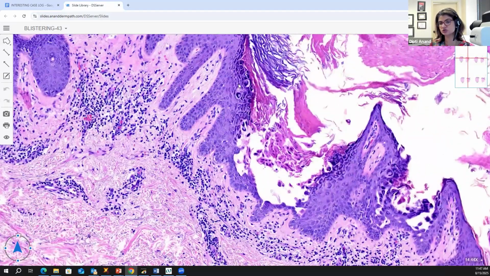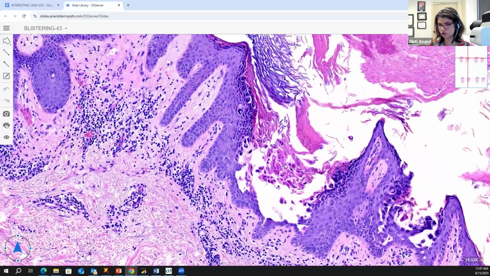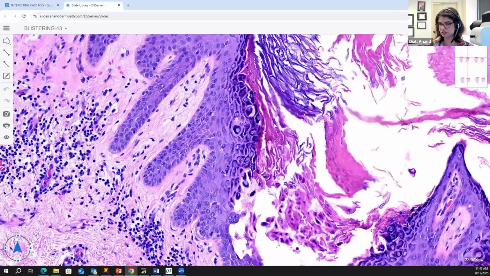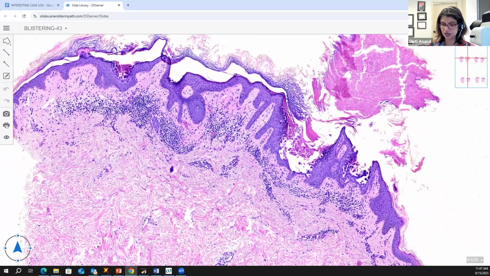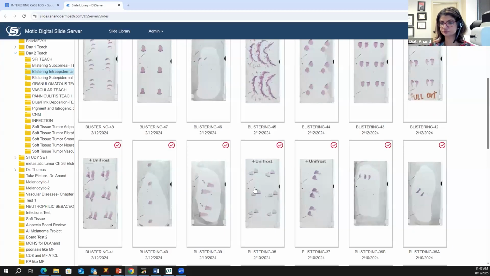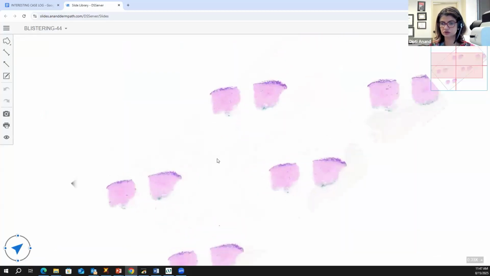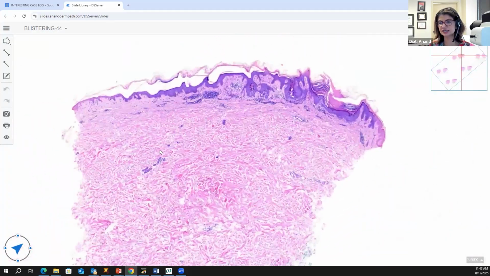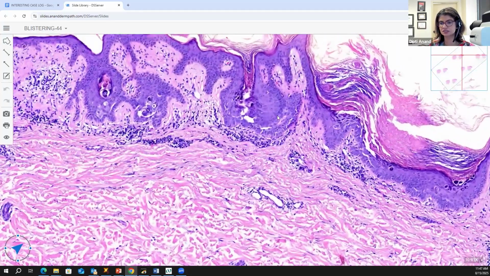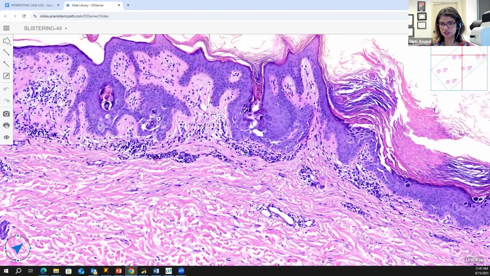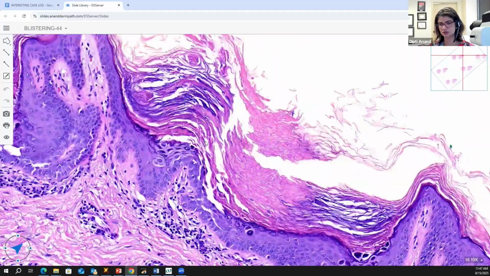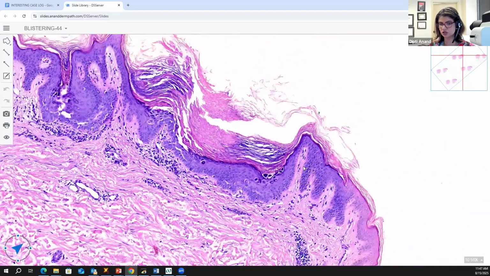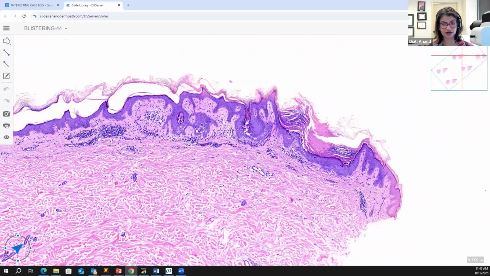But it is one of the two because you see the corps ronds and the corps grains. So these are the corps grains right here, and these are the corps ronds here. And this is the reaction pattern of acantholytic dyskeratosis. I'll show you more examples. So again, you can see in here, this is again acantholytic dyskeratosis. You can see all of these are the corps ronds in here, and you can see the corps grains in here. So again, this would be very difficult. Is this Darier's disease or is it Grover's disease?